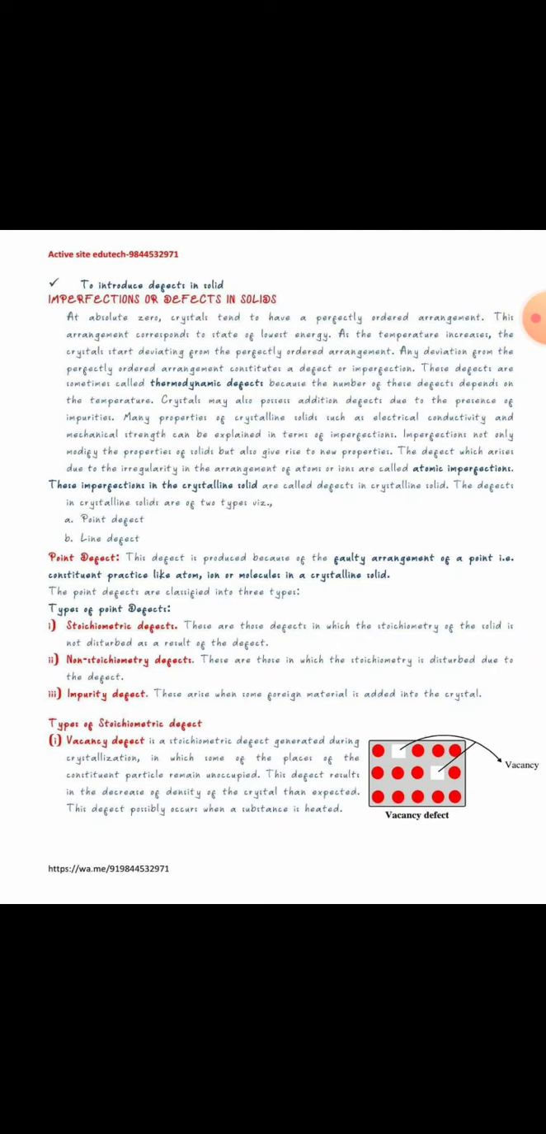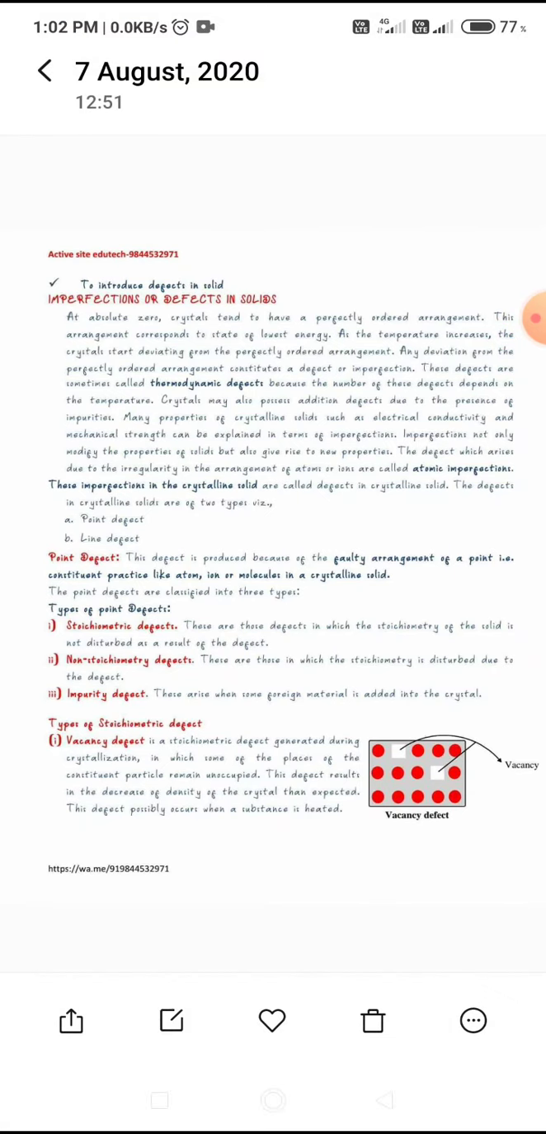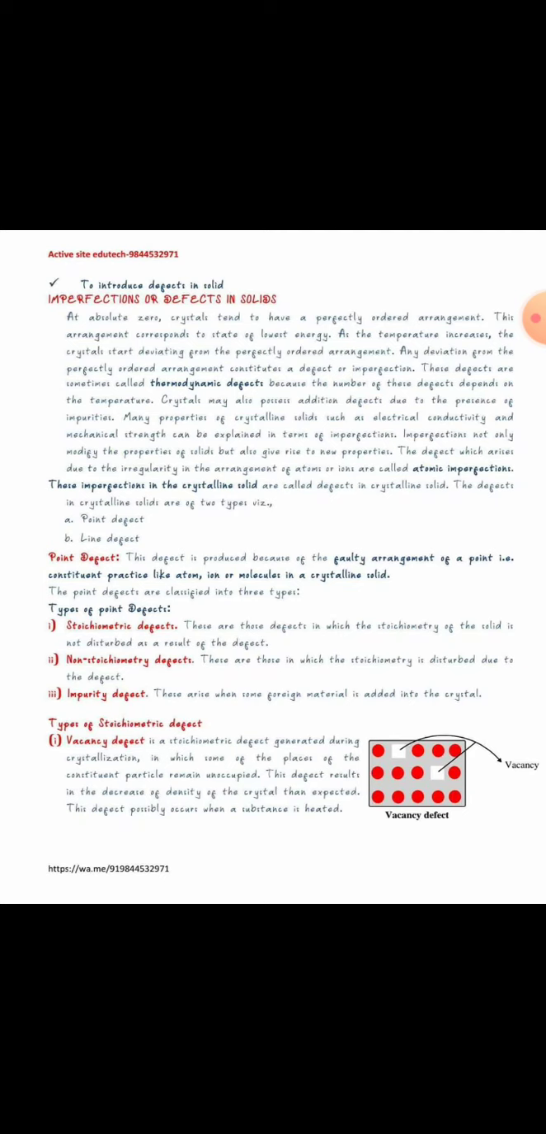So, as far as the crystalline solids are concerned, the arrangement of constituent particles in crystalline solids is ordered and ideal. But this ordered or ideal arrangement of constituent particles throughout the crystal is possible only at or somewhere around absolute zero temperature.